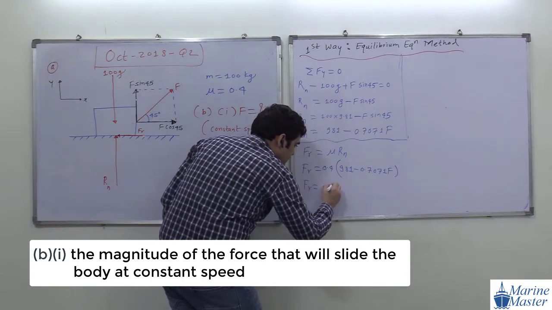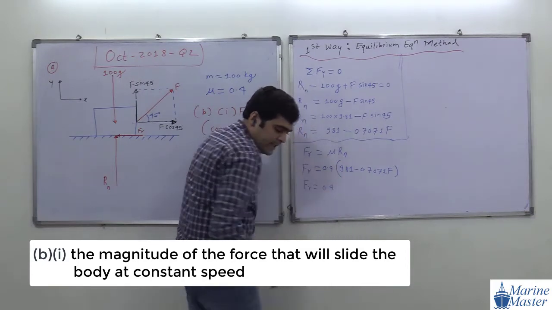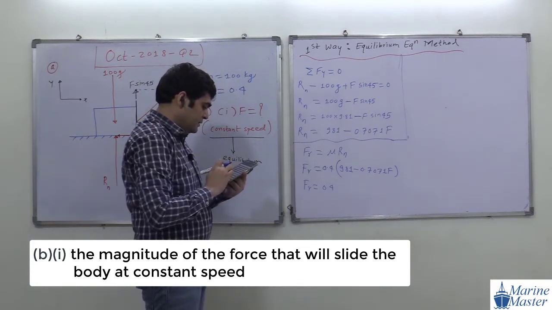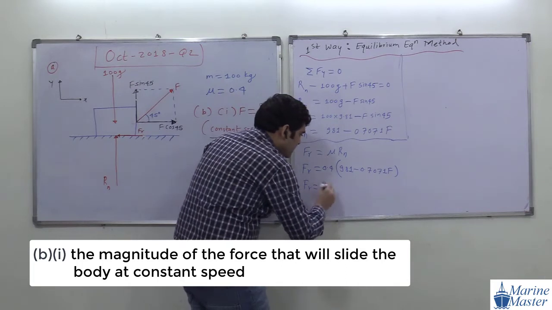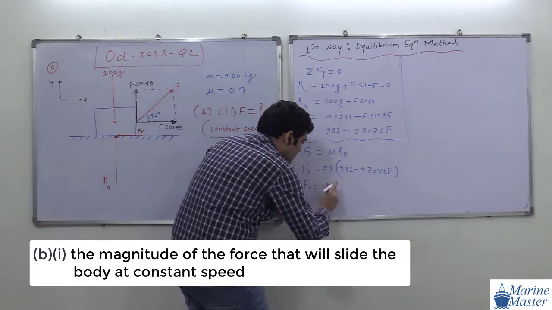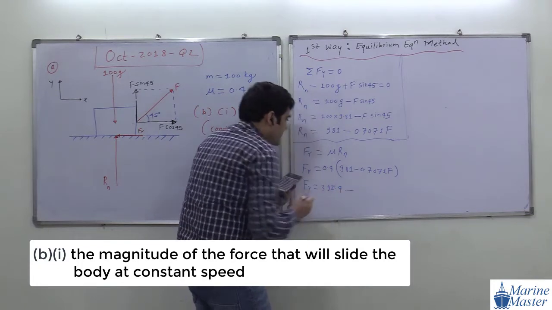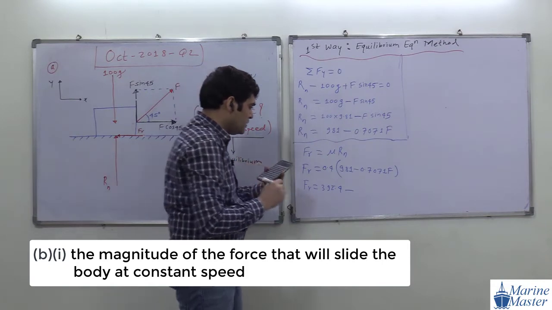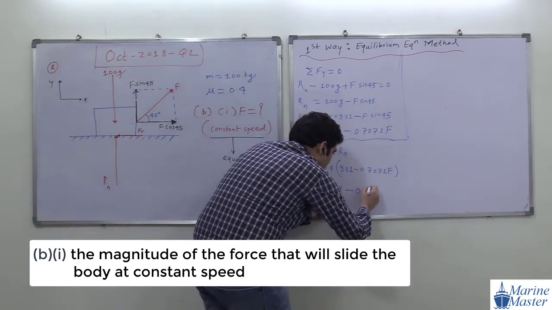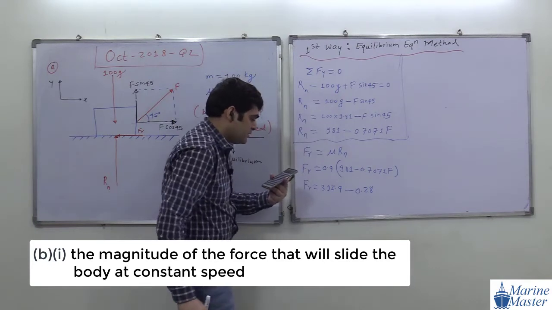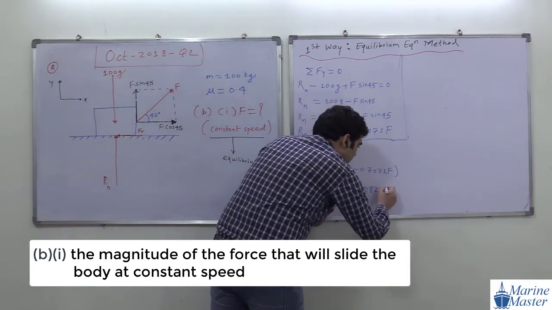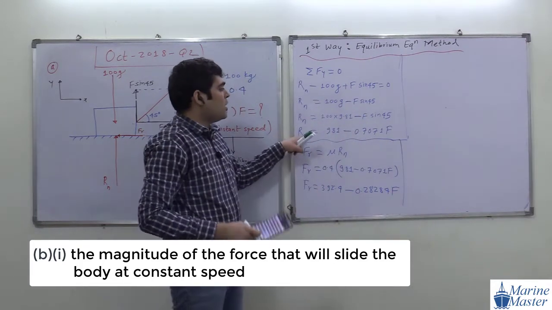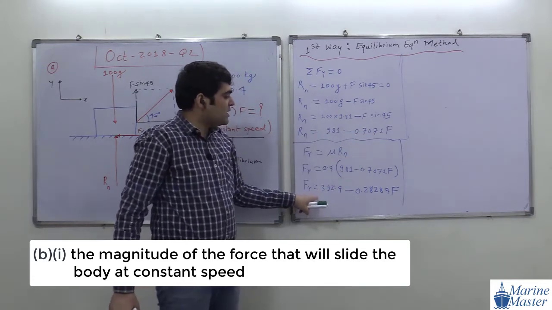And Fr is what, guys? 0.4 into 981. How much? 392.4 minus 0.4 into 0.7071. How much? 0.28. Check it, guys, everyone. 0.284 into F. Okay. So earlier we got Rn in terms of F. Now we got Fr in terms of F.